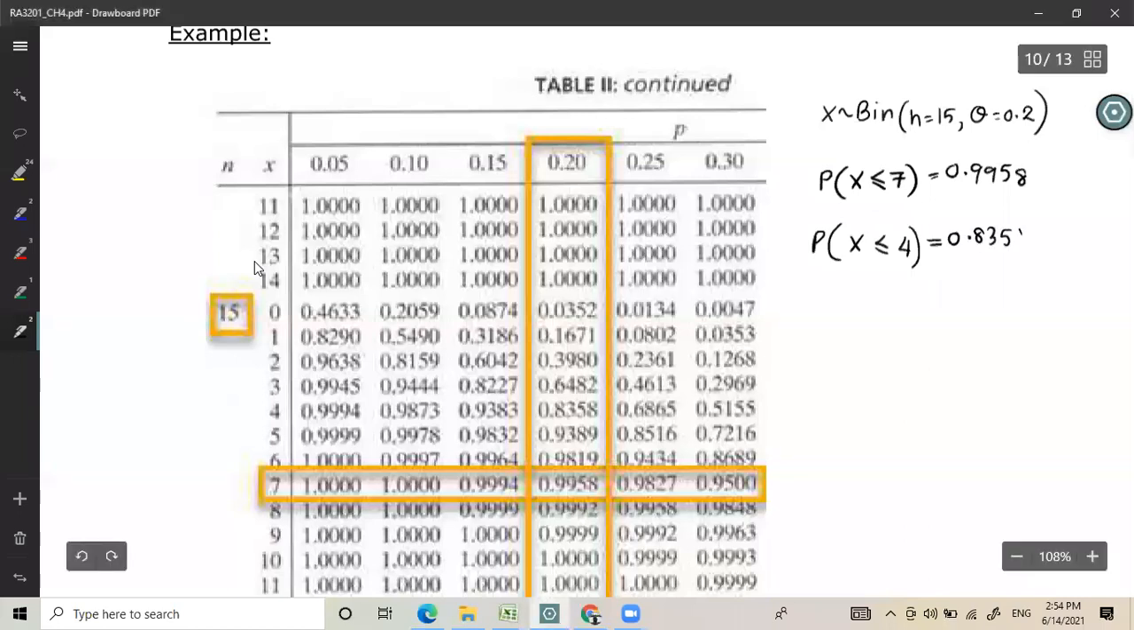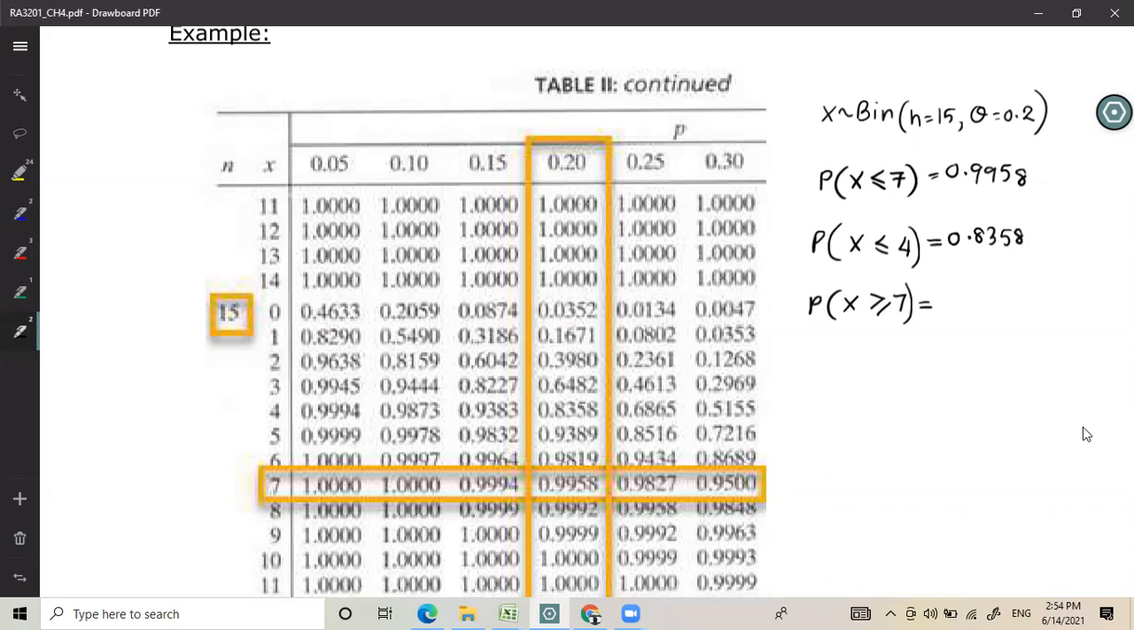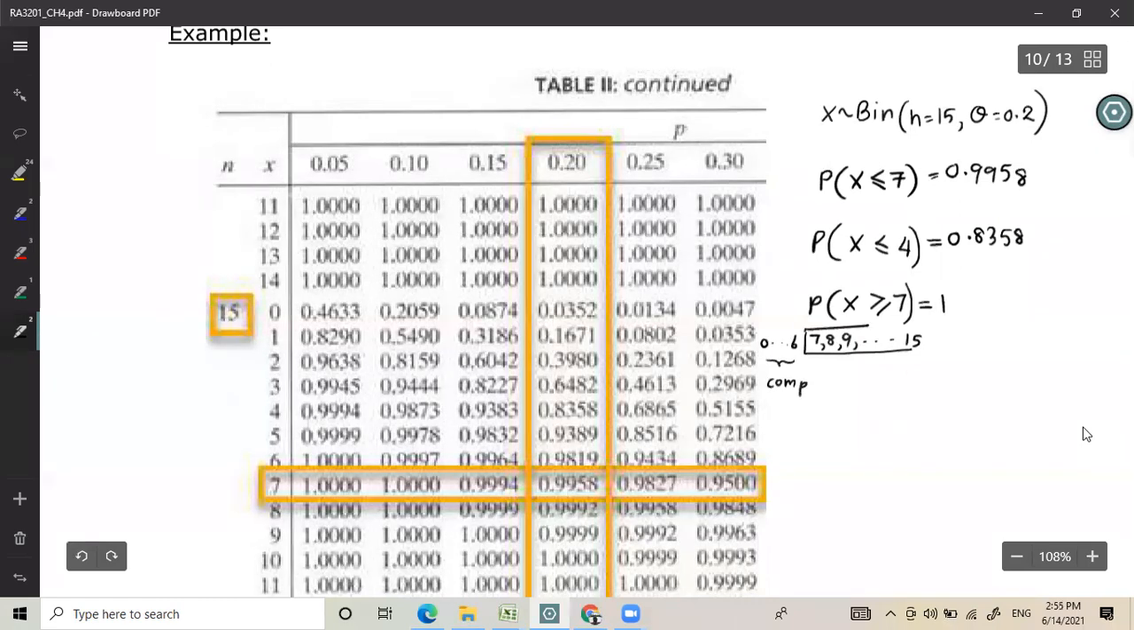Now you know how to read the table, okay? Okay, let's try another one. What is the probability x is greater than or equal to 7? It will be easy if you write down the possible values. Greater than or equal to 7 means 7, 8, 9, up to 15. So the complement is all the way up to 6. 7 is included, so the complement is up to 6.